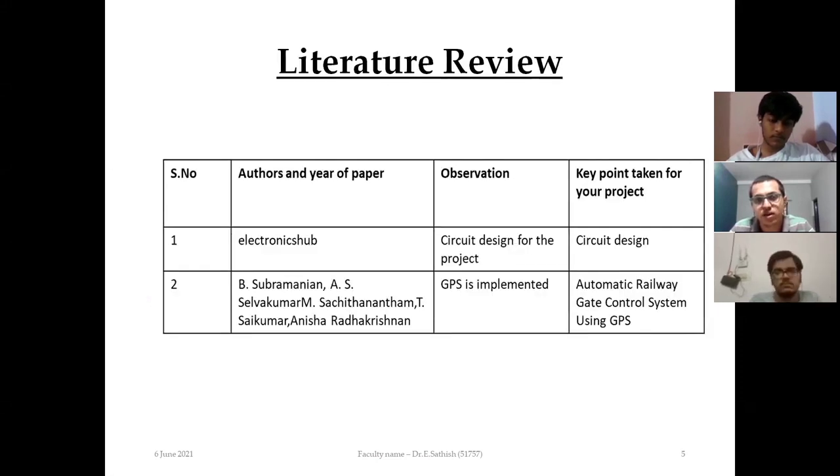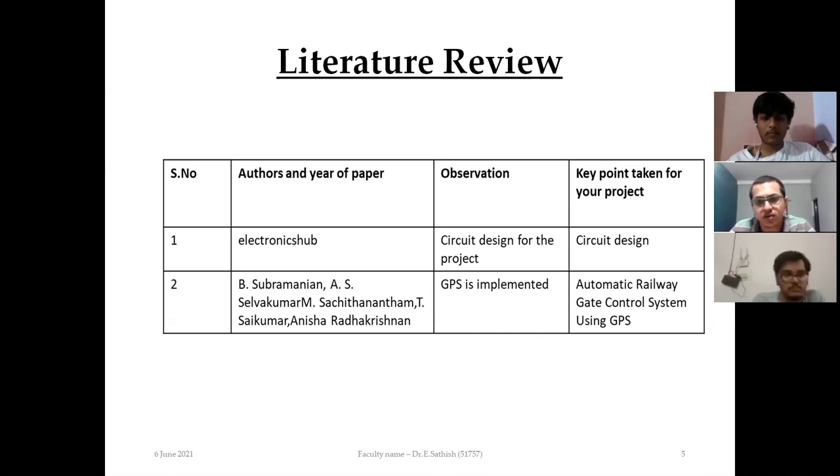So here are some research papers and some websites which we have referred to get information about the topic. So first one, we have used Electronics Hub website. In this, we got the circuit design for the project. And the key point taken from here is the circuit design.